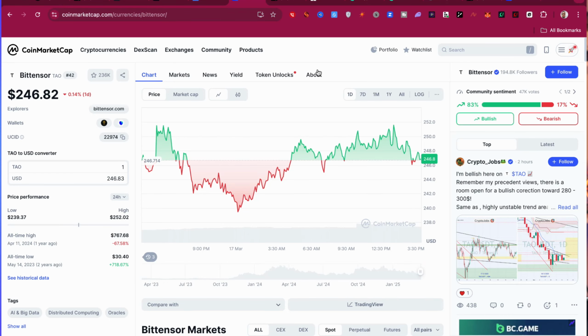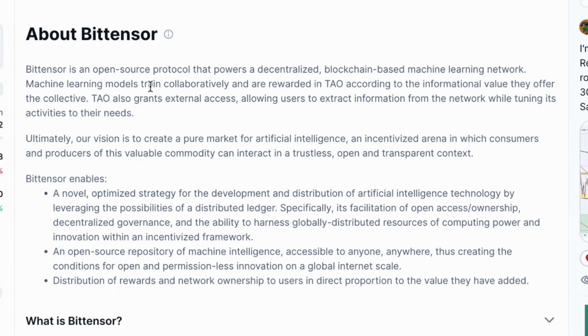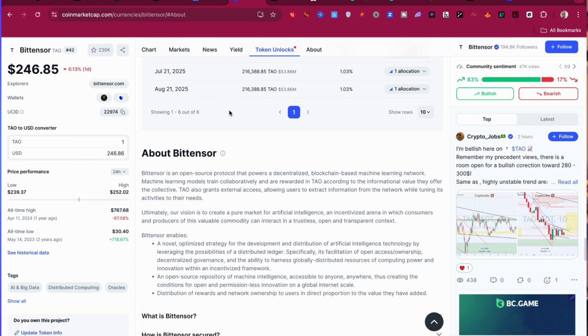First thing you want to look out for is to identify what the coin is all about. So I'm going to click on the About section on CoinMarketCap. So what is BitTensor? BitTensor is an open source protocol that powers a decentralized blockchain-based machine learning work. So this is basically about machine learning, and you know that AI is actually dominating the world right now. So when you see some crazy English right here, some of them might just be here to deceive you.